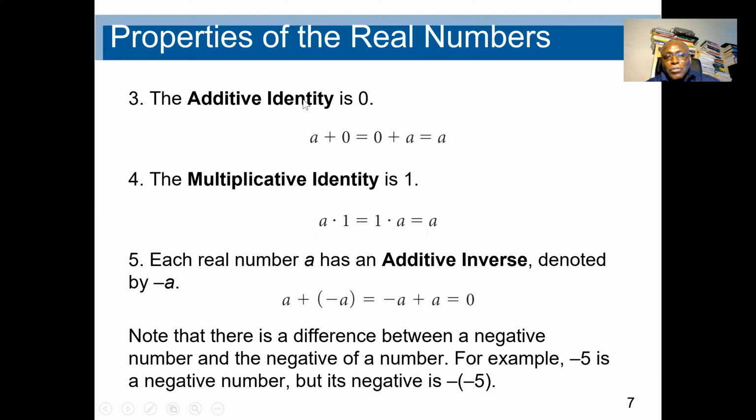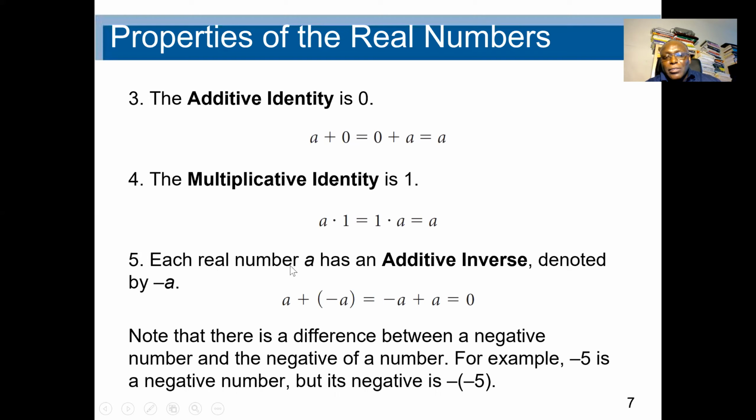We also have the additive identity. The additive identity is 0, which means A plus 0 is the same as 0 plus A, and the answer is A. The multiplicative identity is 1. Any number times 1 will give you the same number. Any number plus 0 will give you the same number. So the additive identity is 0. Adding 0 to any number will give you the same number. Multiplying 1 by any number will give you the same number.